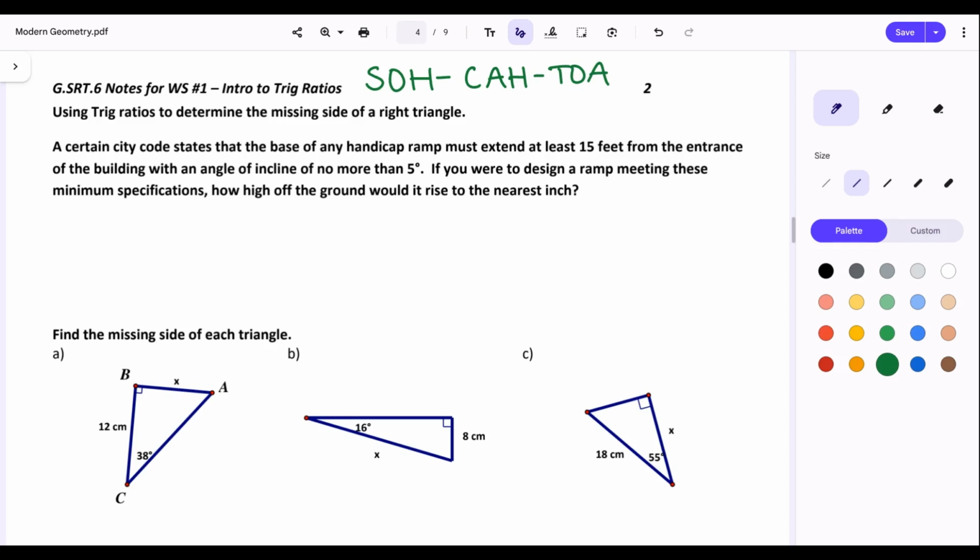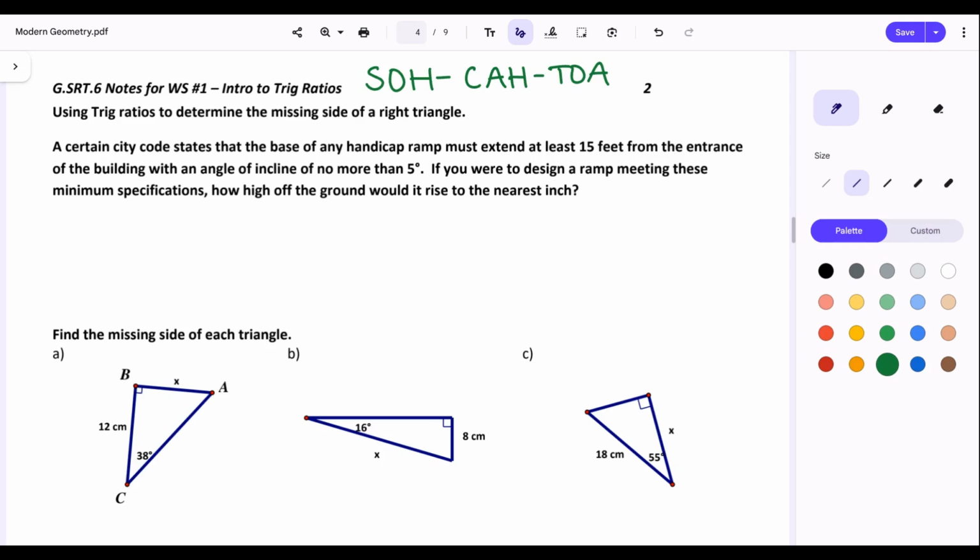Okay, so we're going to get into some examples today so you can kind of see how this works and kind of how we're going to use this. So this first one here, let's read it here, and it says a certain city code states that the base of any handicap ramp must extend at least 15 feet from the entrance of the building with an angle of incline of no more than 5 degrees. If you were to design a ramp meeting these minimum specifications, how high off the ground would it rise to the nearest inch?